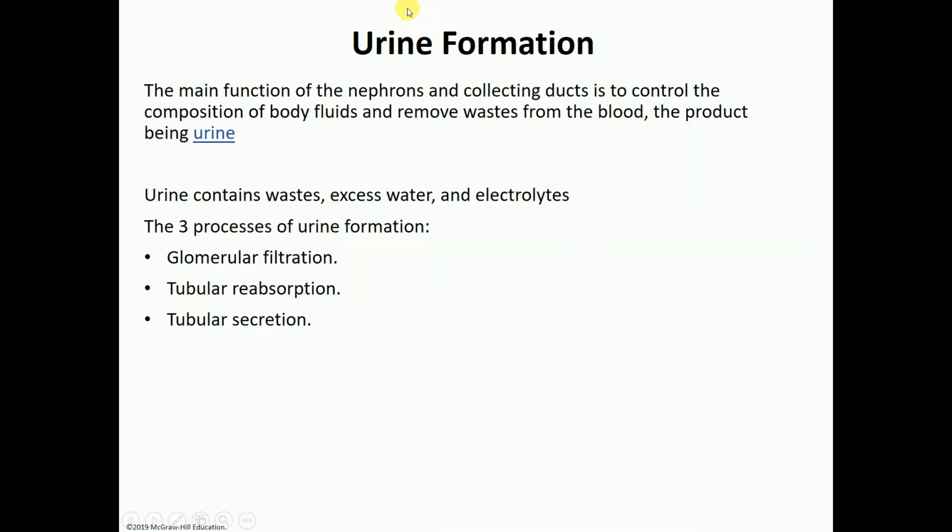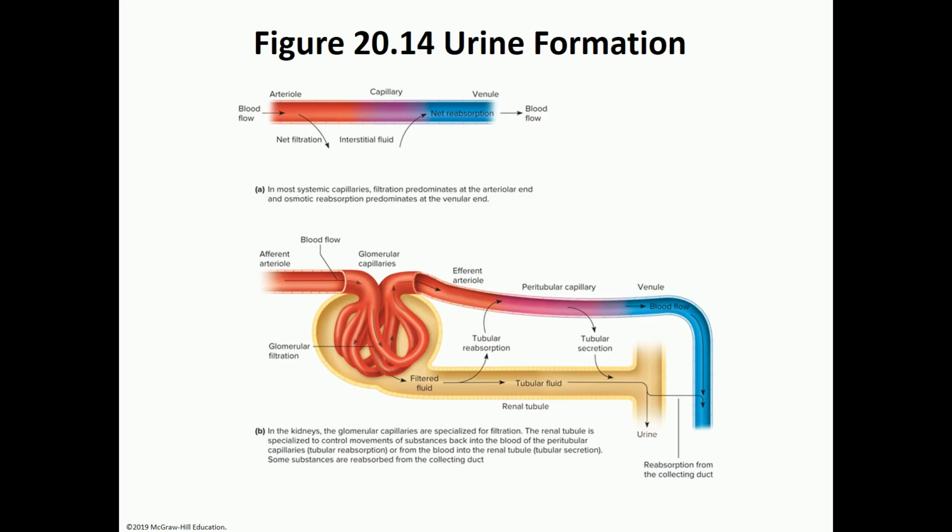Now let's talk about the 3 steps of forming urine. The very first step is glomerular filtration, followed by tubular reabsorption and tubular secretion. So we'll talk about the process looking at the capillaries and the tubular system. You can see here the afferent arteriole bringing blood into the glomerulus and then exiting through the efferent arteriole, and these are the peritubular capillaries.